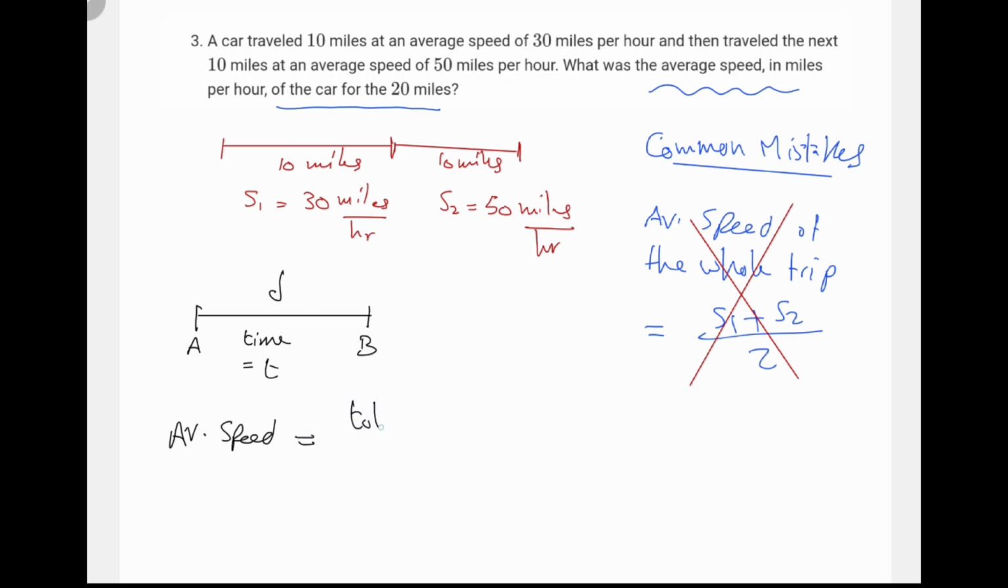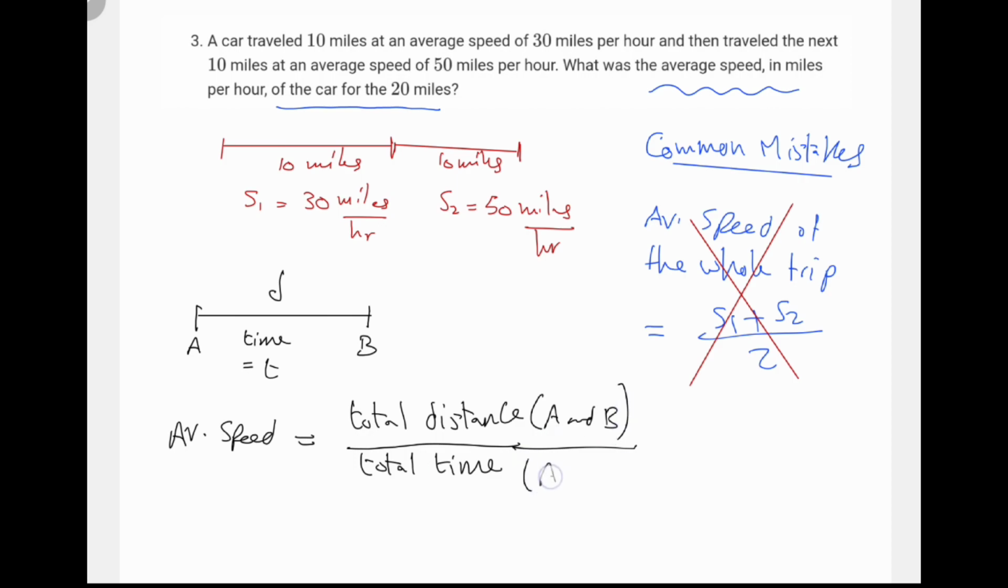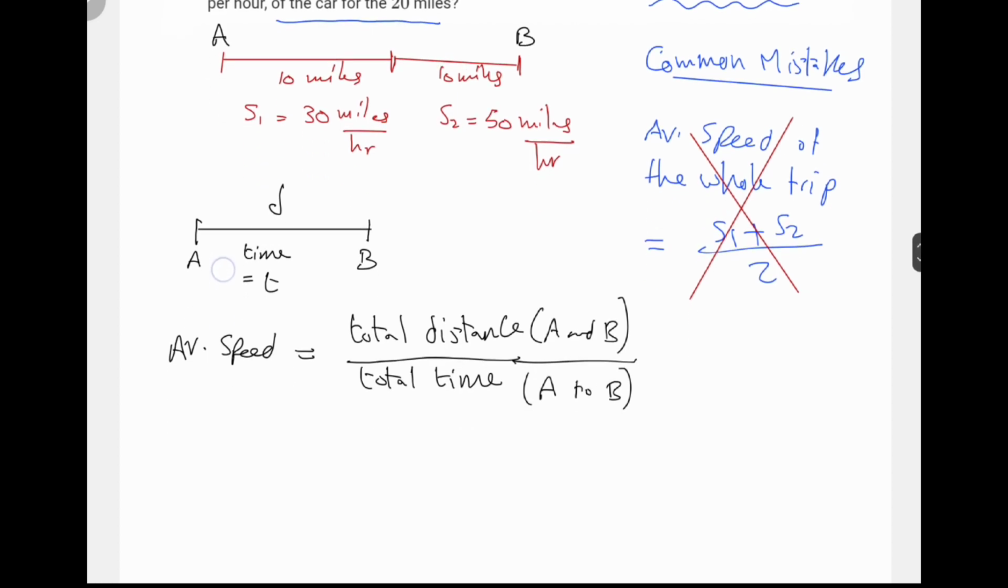equal to the total distance traveled divided by the total time it took the car to cross the whole distance. So the total distance between A and B and the total time to travel from A to B. So in our scenario, if that's point A and that's point B, then we know that the total distance is equal to 10 plus 10, which is equal to 20 miles.